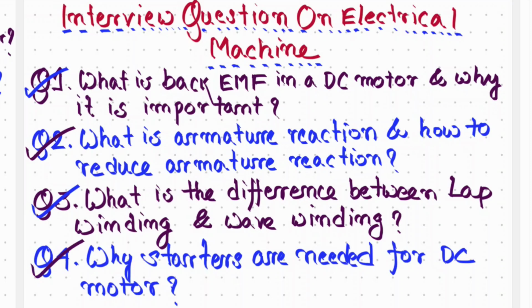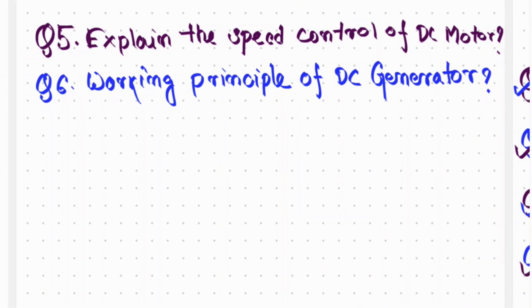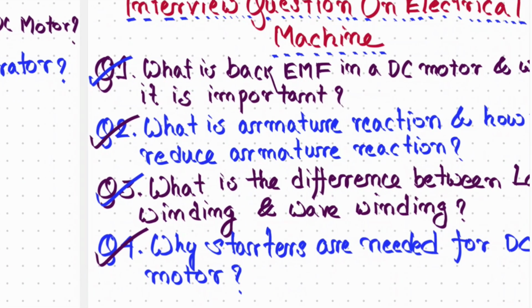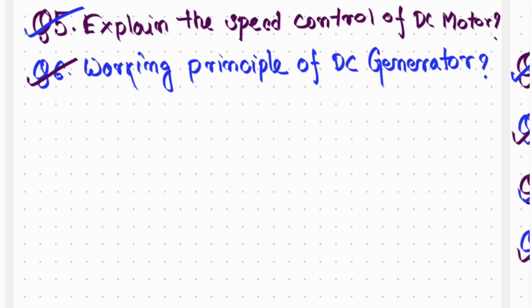Then, why are starters needed for a DC motor? Then, explain the speed control of a DC motor. Then, the working principle of a DC generator. So one by one I will explain these 6 questions. Okay, let's start with the first question.